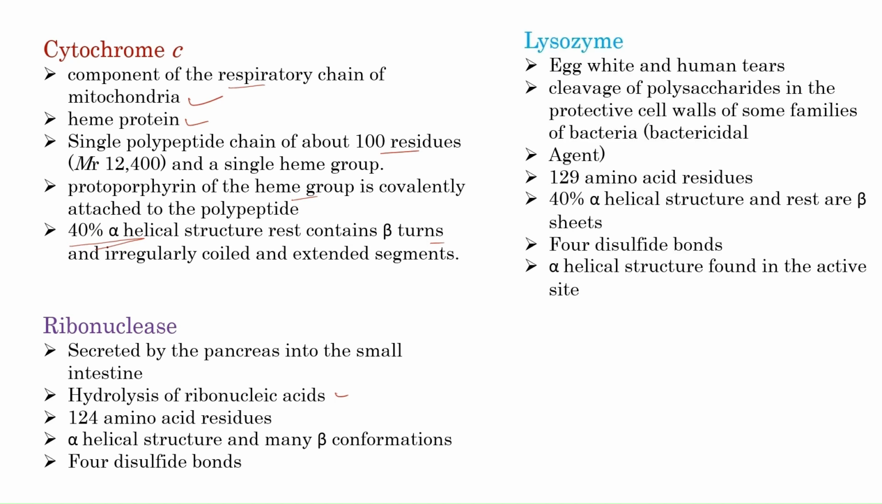Another enzyme is lysozyme, which is found in egg white and human tears. It helps to cleave the polysaccharide in the protective cell wall of bacteria. So that means it helps to prevent us from bacterial infection by digesting their cell wall. It constitutes 129 amino acid residues. Like cytochrome C, it is also 40% alpha helical structure and the rest are beta sheets. Like ribonuclease, it also consists of 4 disulfide bonds. And these alpha helical structures are found in the active site of the protein. So these, in short, are about various globular proteins.